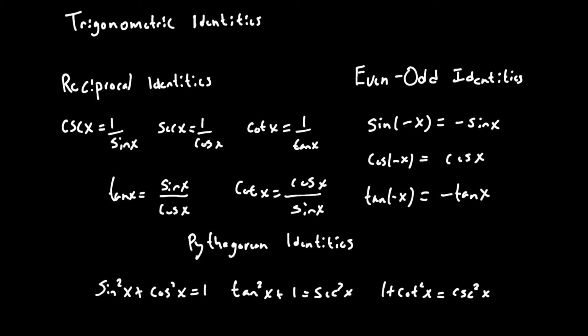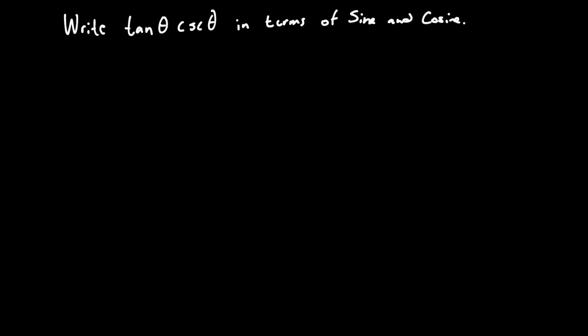Identities allow us to write expressions in different ways, oftentimes simpler ways. We'll use trig identities to simplify trigonometric expressions. Now let's go ahead and write tan theta cosecant theta in terms of sine and cosine, and then simplify the expression.